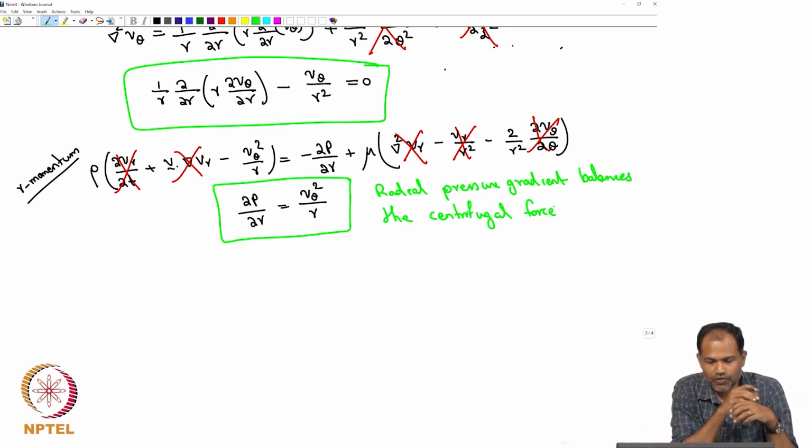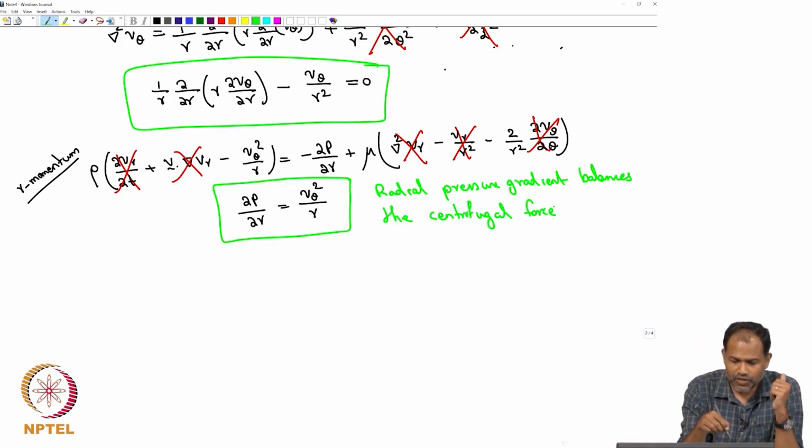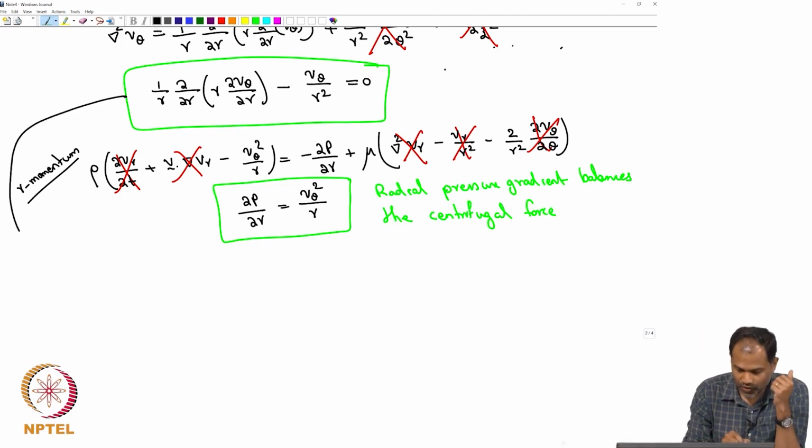The theta momentum equation, of course, gave you a differential equation which we need to solve to find out what v is. Solving it now.